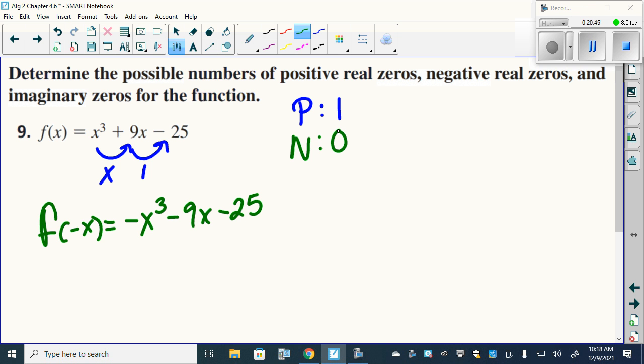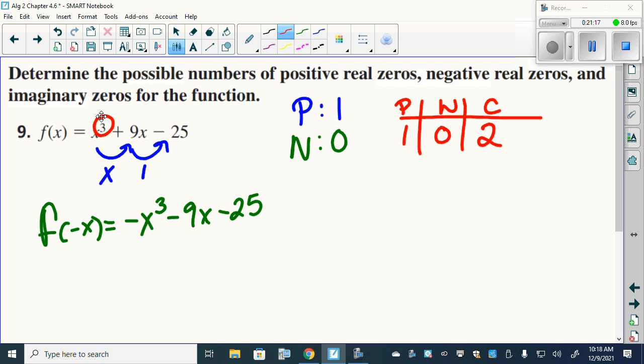Well, this one only has one setup, positive, negative, and complex, because I could have one positive, 0 negatives, and 2 complex, because the degree is 3, so we should have 3 solutions. So if one of them's positive, 0 negative, I'm missing 2. Because the degree of the polynomial will tell us how many solutions we should have. Questions on this here?